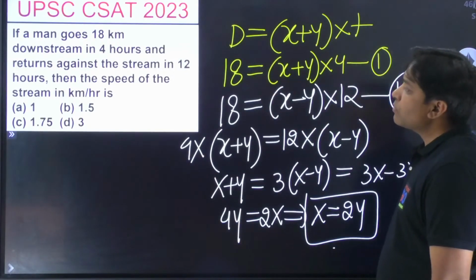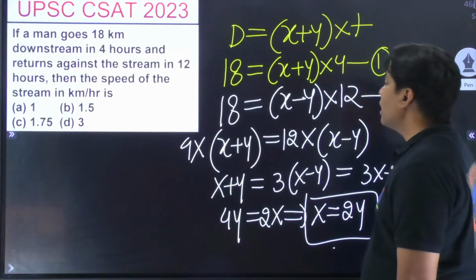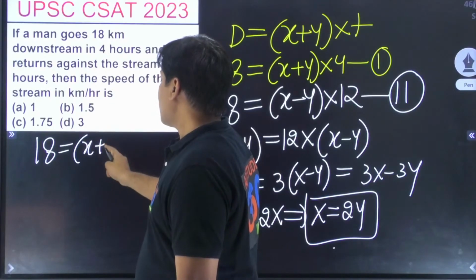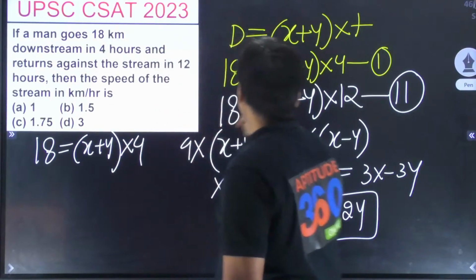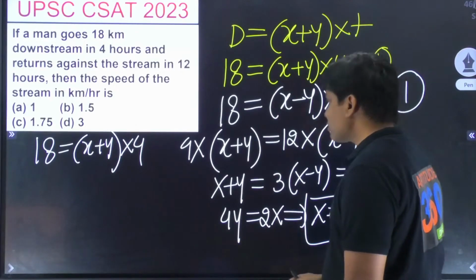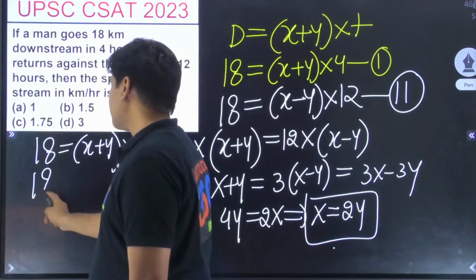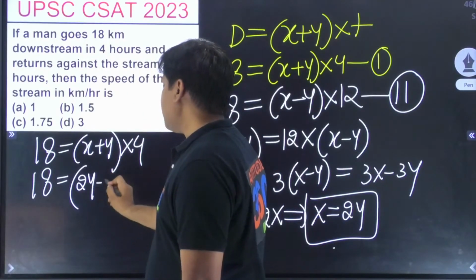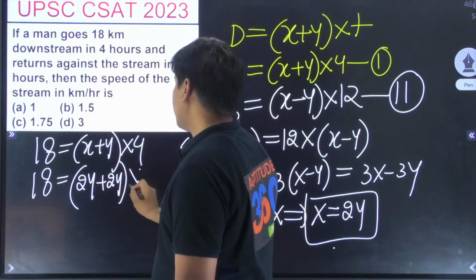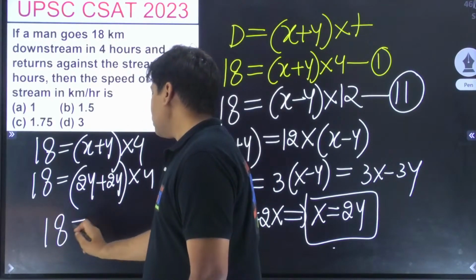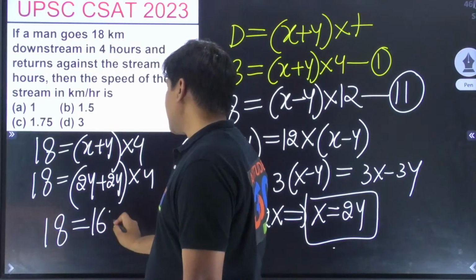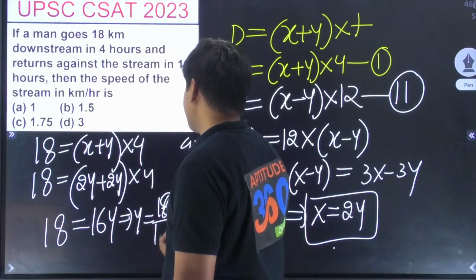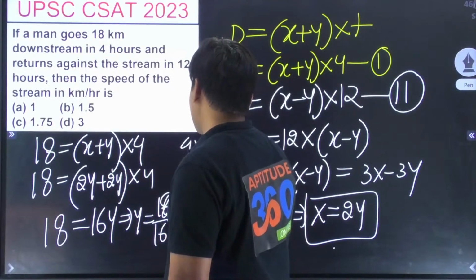What is being asked of you? The speed of the stream, which is y, they are asking you. So in any equation, which is 18 is equal to x plus y into 4, replace x with y. The value of x comes out as 2y, so this becomes 18 is equal to 2y plus 2y into 4, so 16y. So what is the value of y? 18 by 16, which is 9 by 8.